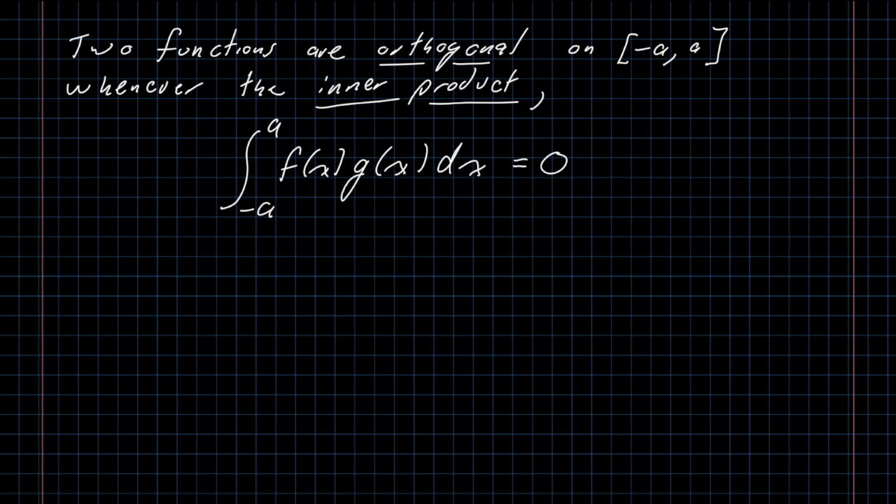And our goal here is to define what it means for functions to be orthogonal on the closed symmetric interval negative a to a. In order to do that, we're going to define a calculation called the inner product. And in this space, the inner product is just going to be the integral from negative a to a of the product of the two functions. Whenever this integral is equal to 0, we say that the functions are orthogonal.